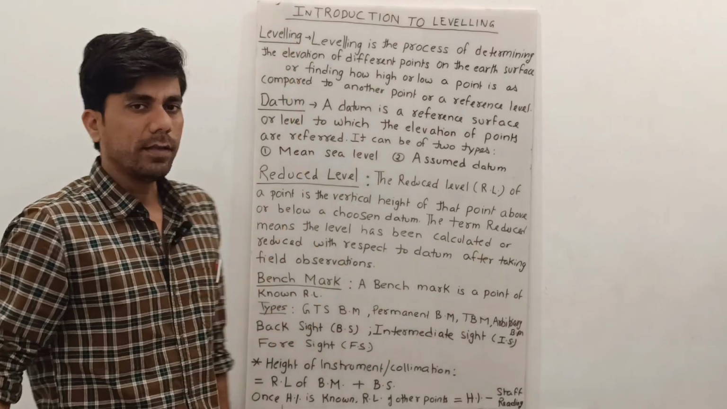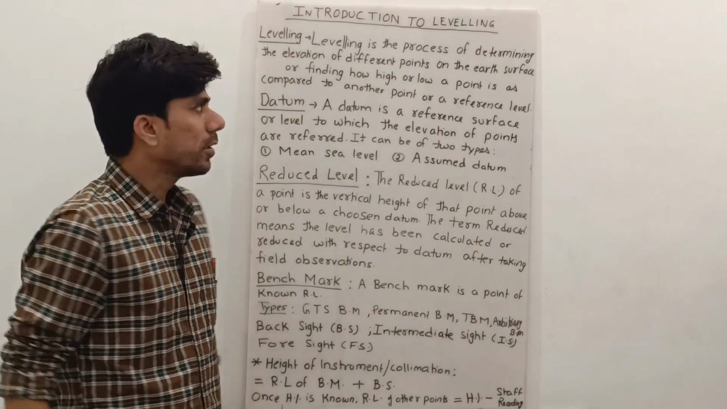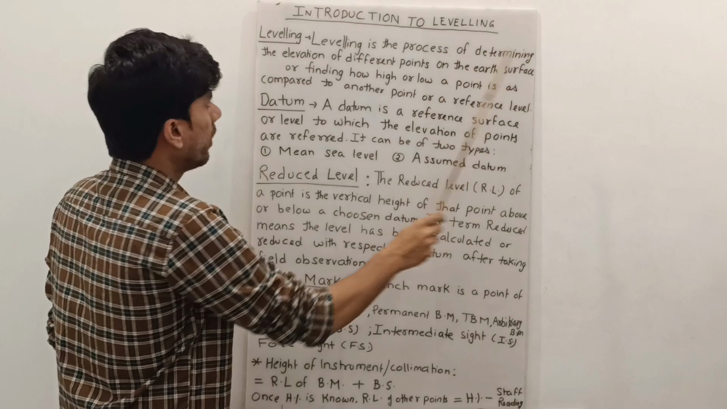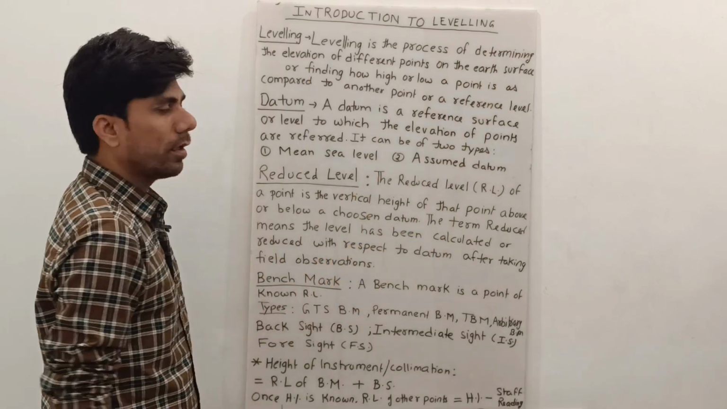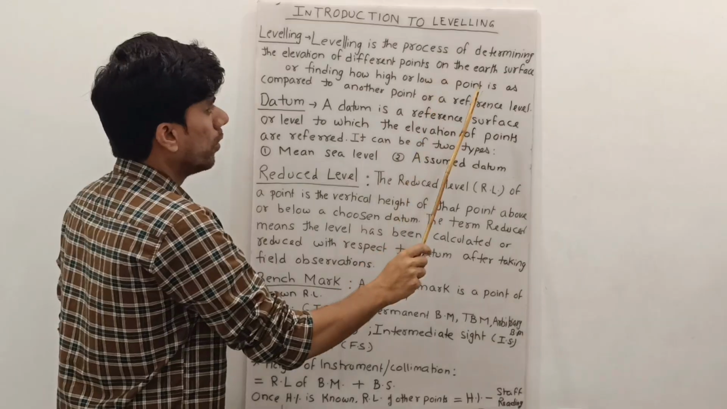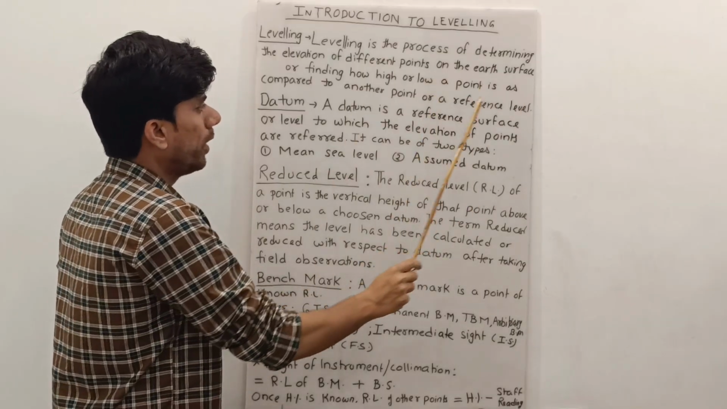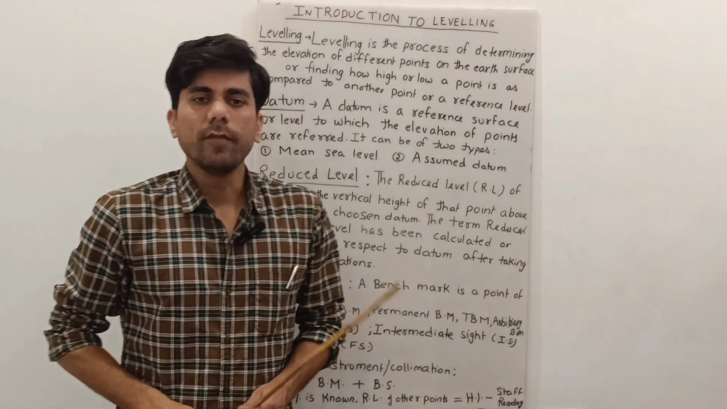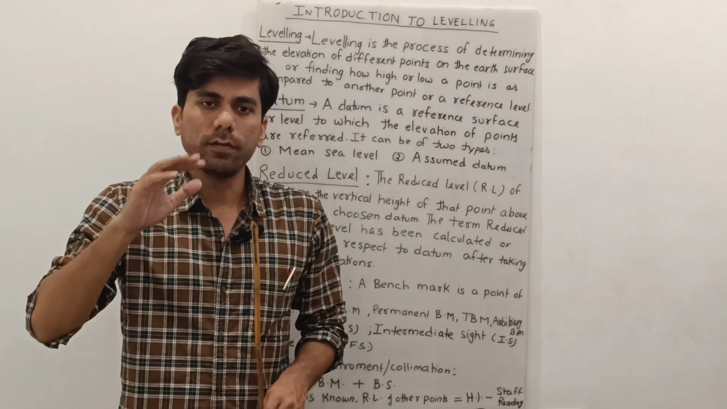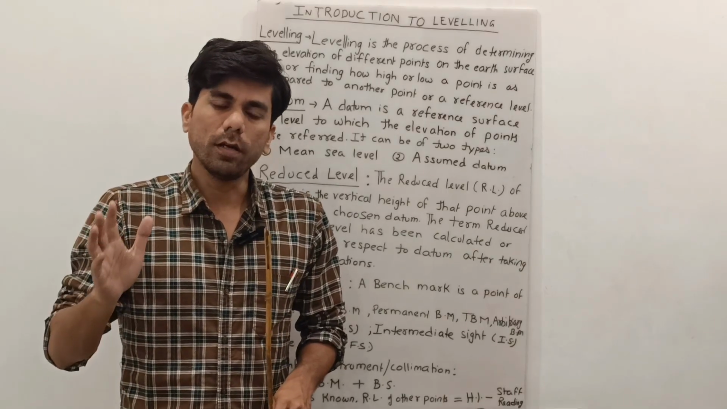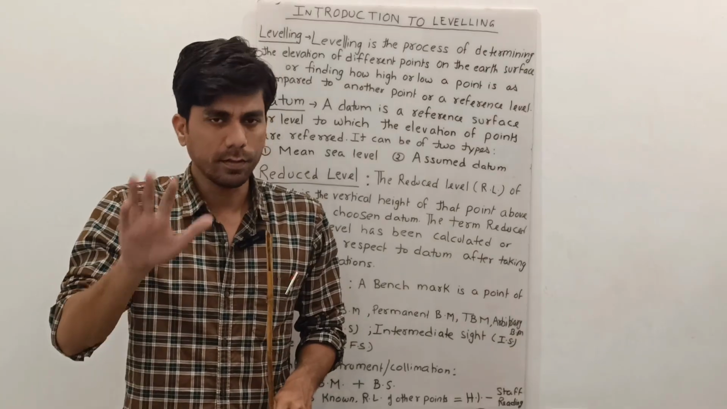So let us first define the topic, that is, the definition of leveling. Leveling is the process of determining the elevation of different points on the earth's surface, or in other words, finding how high or low a point is as compared to another point or a reference level. So in very basic terms, we can say that every point on the earth's surface or below the earth's surface has a certain height.